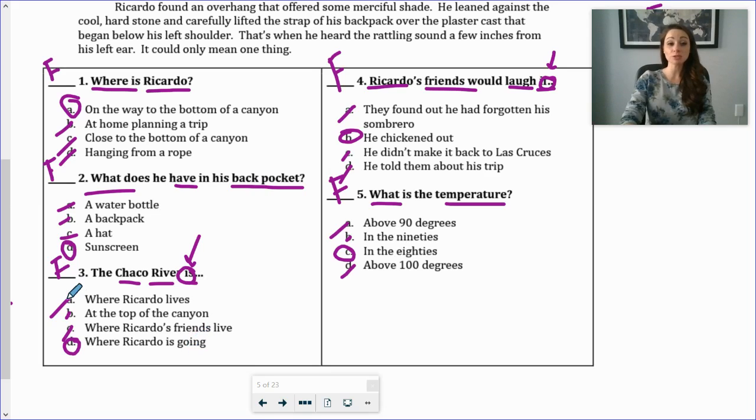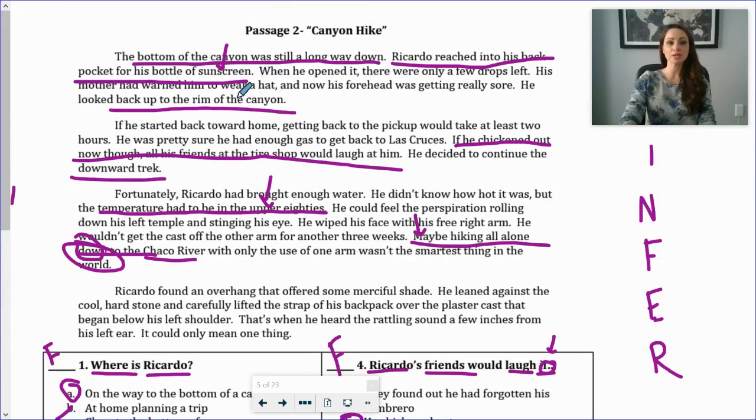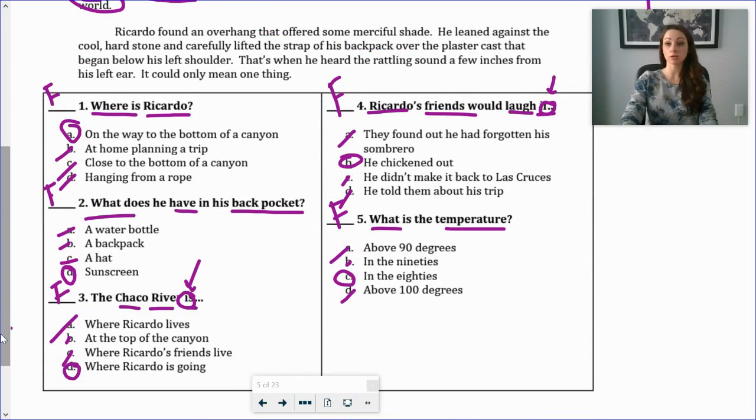I was tempted to pick B at the top of the canyon because it mentioned the canyon so many times. But remember, he's going down. So here we had bottom, downward, and then we head down to the Chaco River. And you think about where a river is located, rivers typically are at the bottom of something, right? So that's why I picked D, where Ricardo is going.